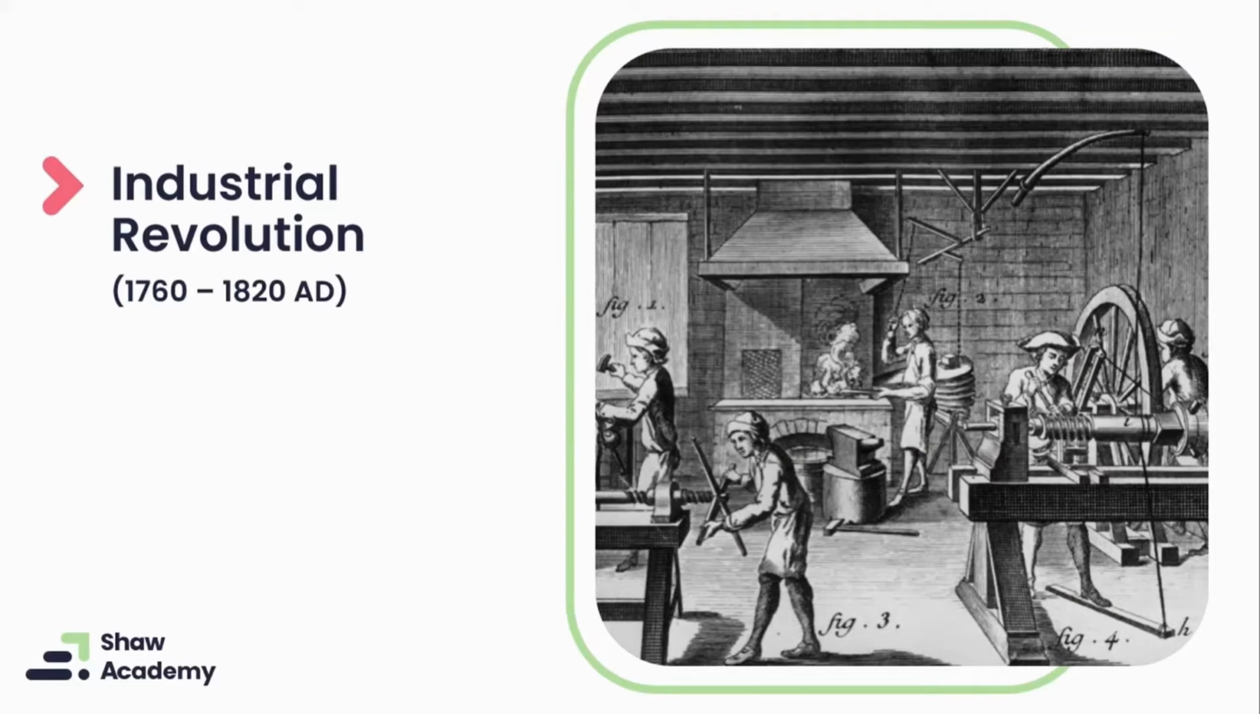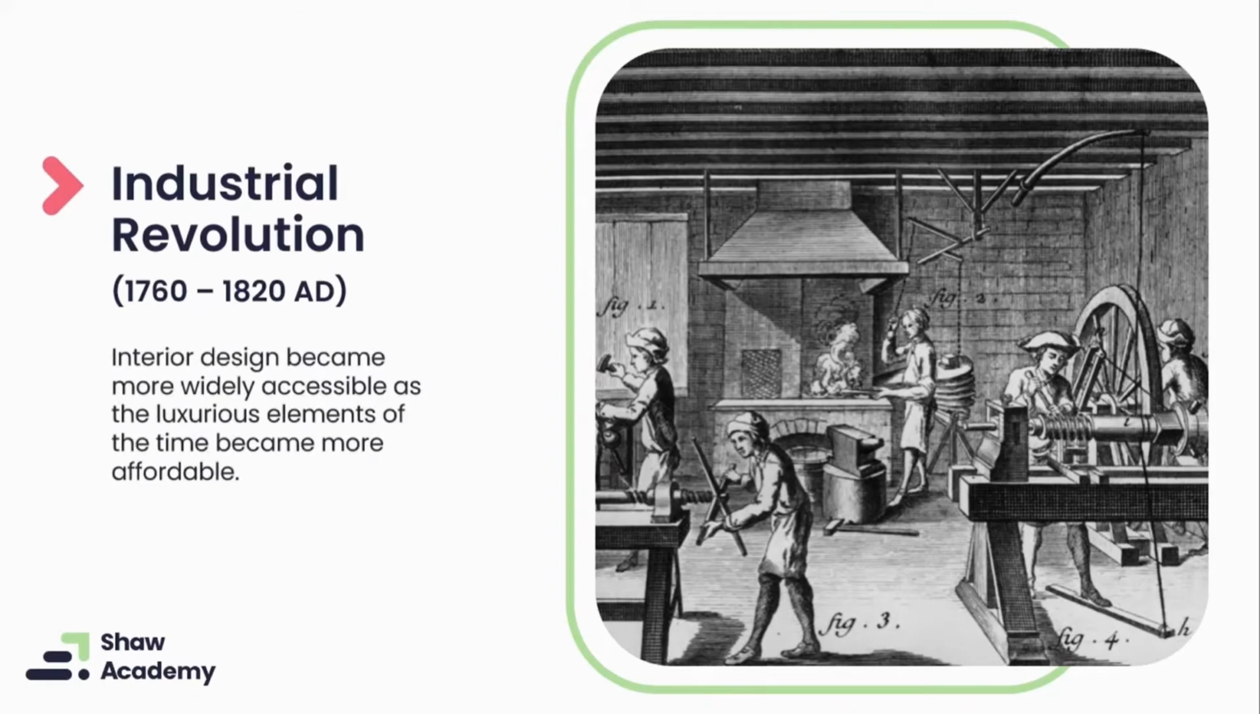Our next stop on our timeline is our Industrial Revolution era. During the Industrial Revolution era, from 1760 to 1820 AD, we see that interior design and decor became more widely accessible as luxurious elements of the time became more affordable. The Industrial Revolution was an influential era, as we see the shift in the way architects designed and created their buildings. In this period, we also see the revival of the Gothic, Renaissance, and Classical design eras.